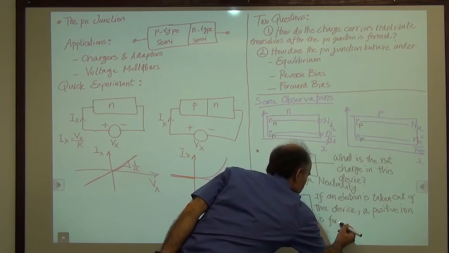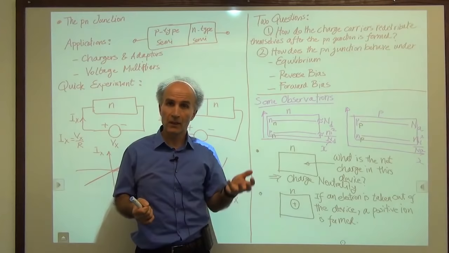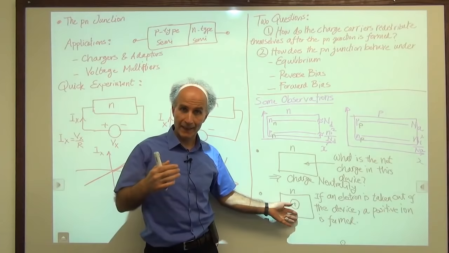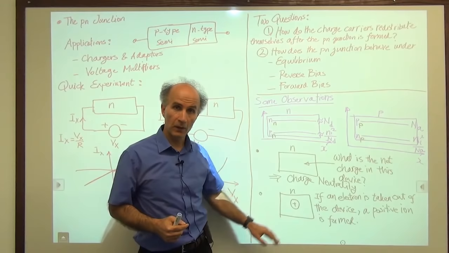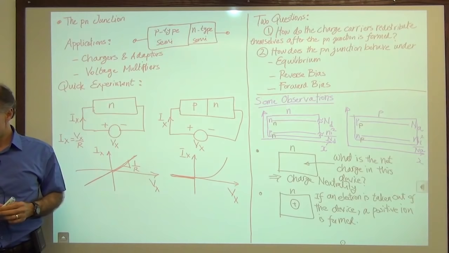Okay, so like everything else, if you take some charge out of some object, some device, then there's the opposite charge left. So if you take an electron out of this, we have a positive charge left, and that positive charge is associated with one ion. So it's important to understand the difference between these two, because when we go to the equilibrium condition, we need to remember these very well.